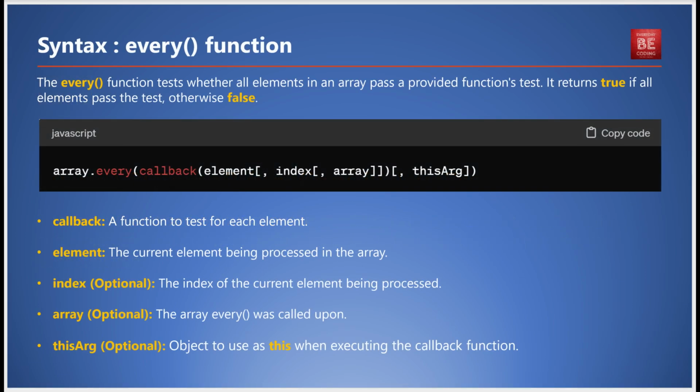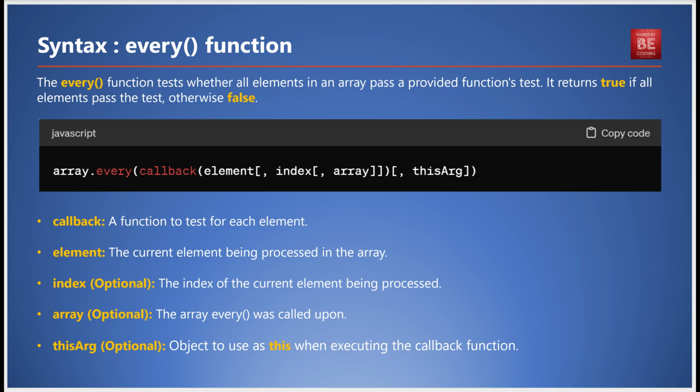The every function tests whether all elements in an array pass a test provided by a function. It's like a stern examiner inspecting every single element and ensuring they all meet the criteria. If they do, it proudly returns true. But if even one element fails the test, it immediately returns false.